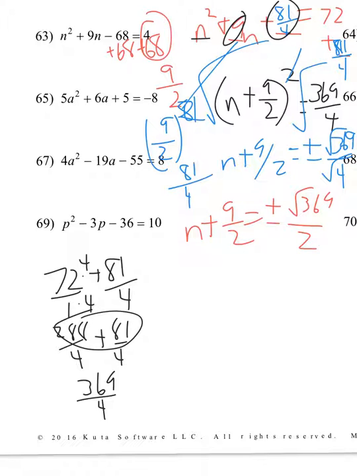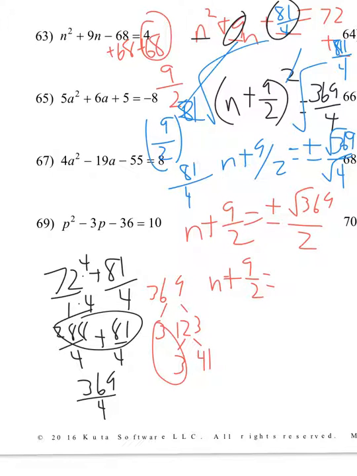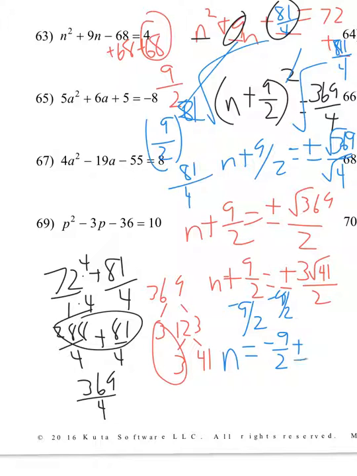Now, if you break 369 down, it's 3 times 123, and 123 is 3 times 41. So I have a pair of 3's, 41's prime, so it's going to be n plus 9 halves equals positive and negative 3 root 41 all over 2. Now I'm going to subtract my 9 halves from each side to get my n alone. So I get n equals negative 9 halves plus or minus 3 root 41 over 2.